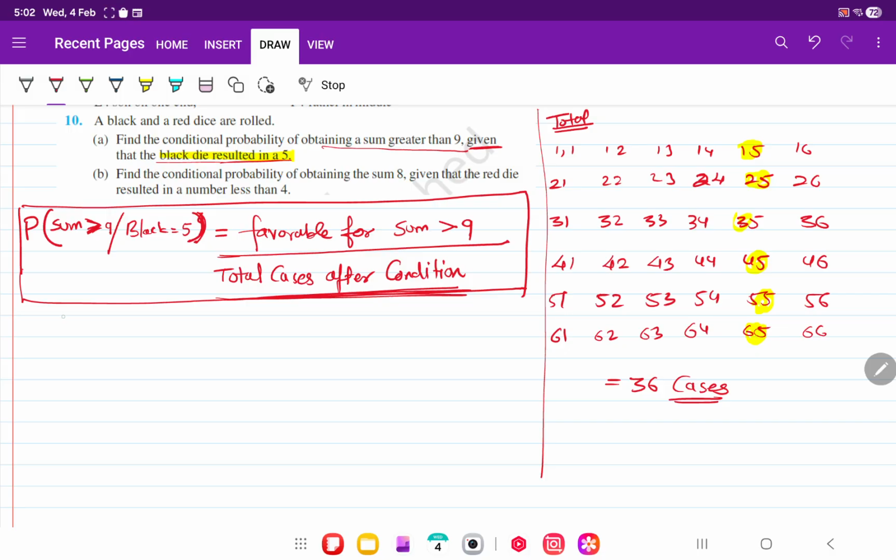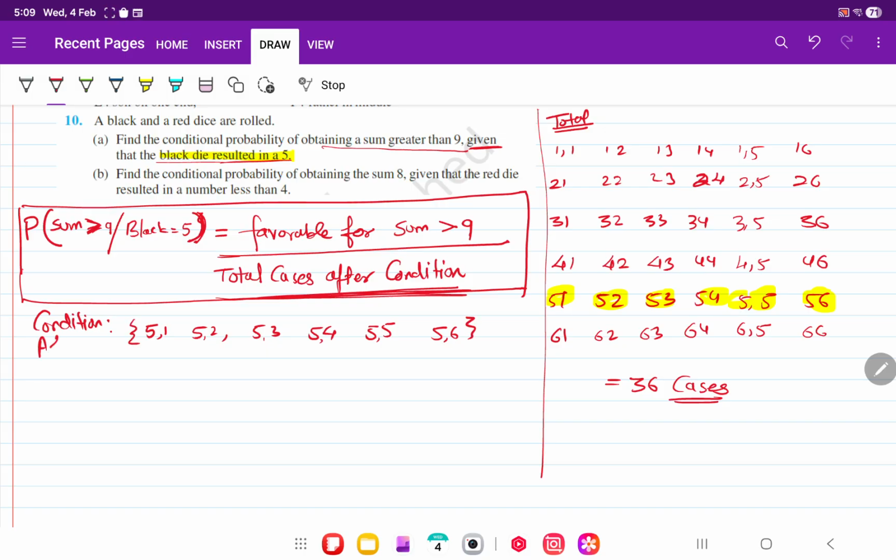So let me write down after condition. After condition maybe 1 5. Let me write the order. I'm sorry, the black die is the first one. I am sorry, let me make a correction. So black die is the first one. So favorable after condition will be 5 1, 5 2, 5 3, 5 4, 5 5 or 5 6. Of course there are commas in between. Okay, these are after condition.